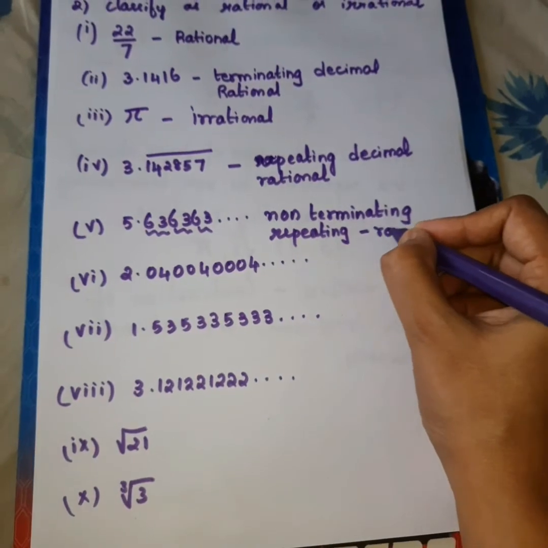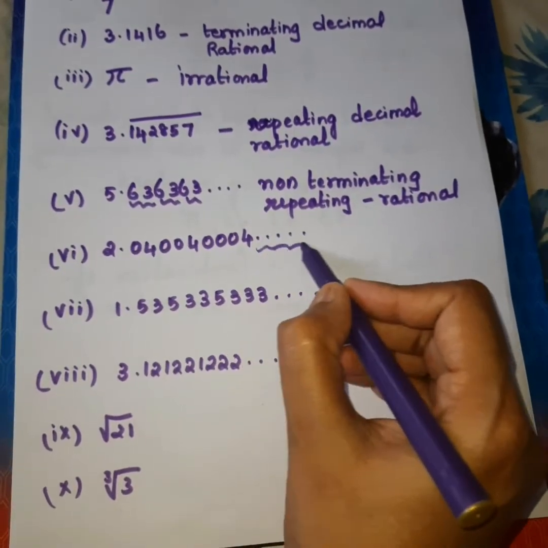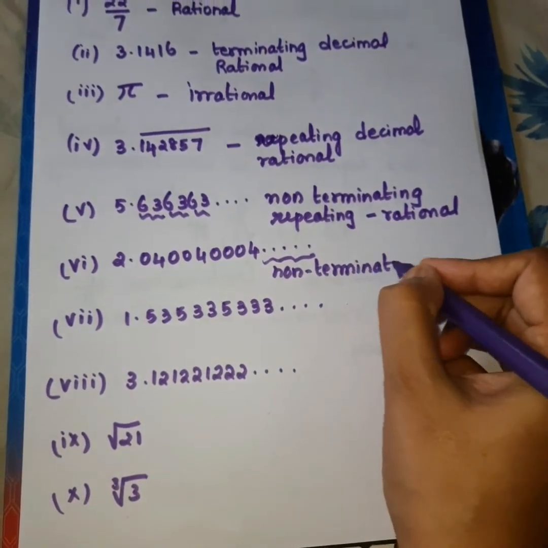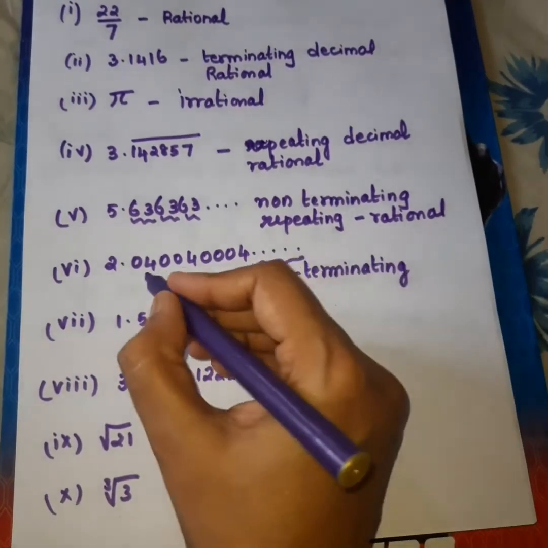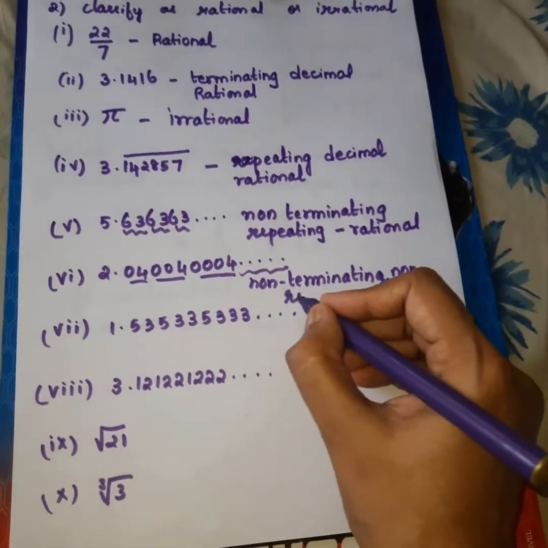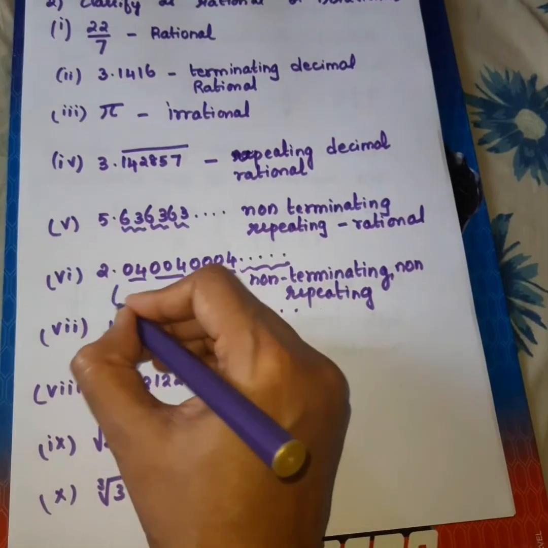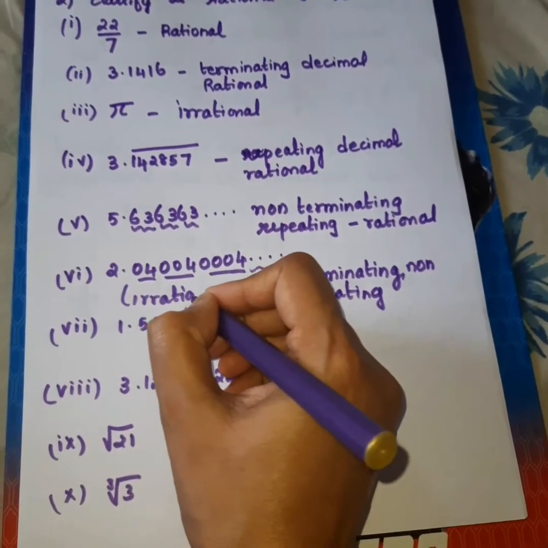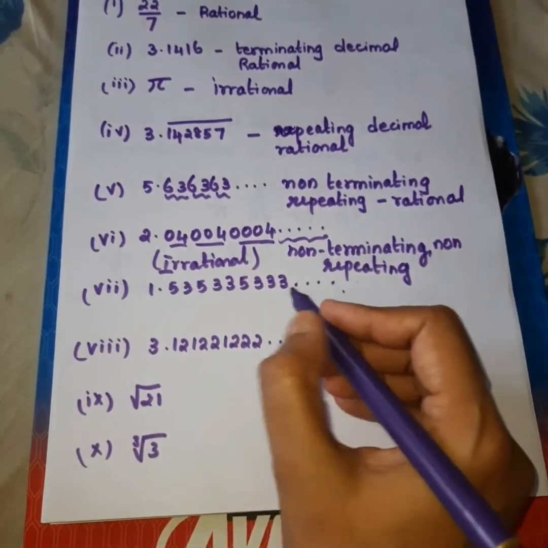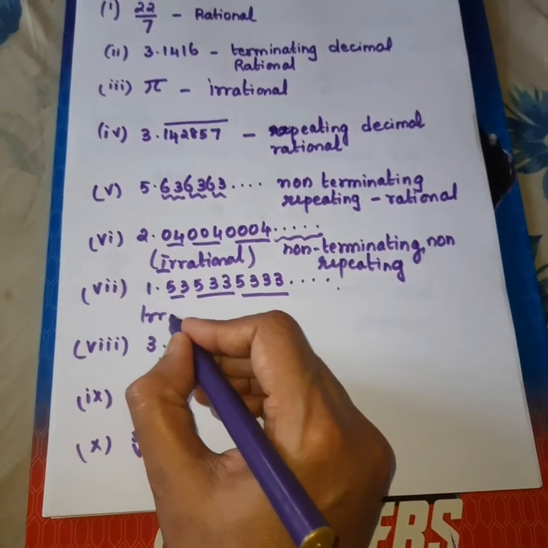Next question 6, 2.040004. It's again non-terminating and non-repeating. If you see 04, then 004, so it's not repeating. So this is an irrational number. Non-repeating, non-terminating are irrational numbers. Next question 7, again if you see, it's a non-terminating and non-repeating pattern of numbers. So irrational again.